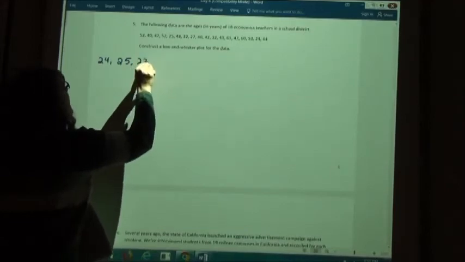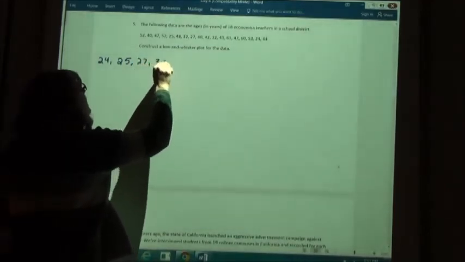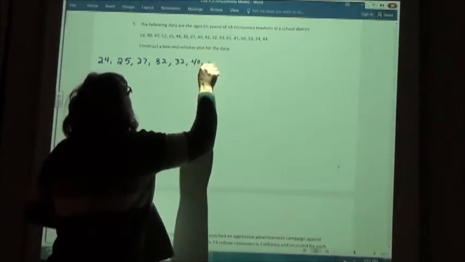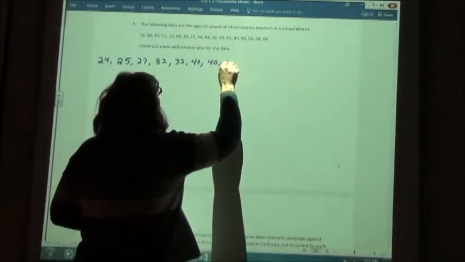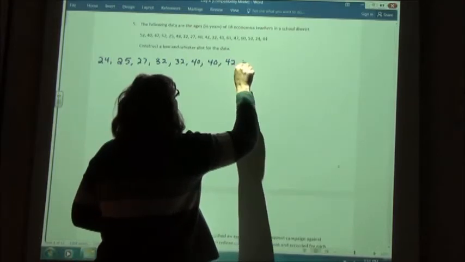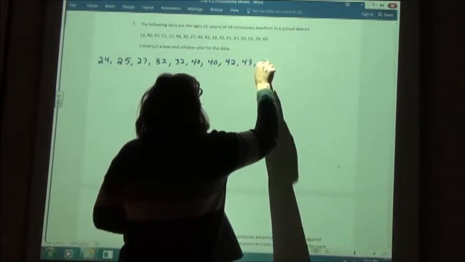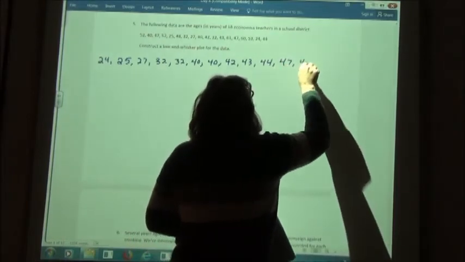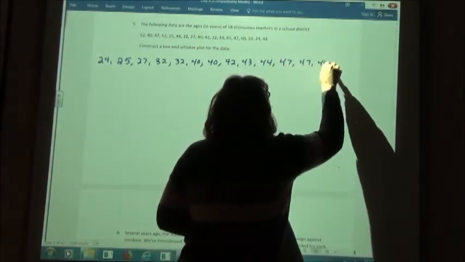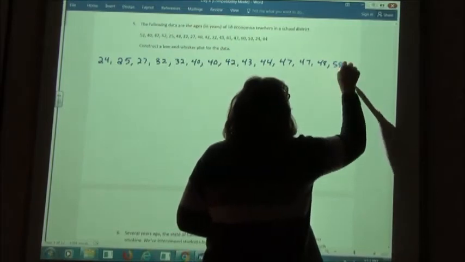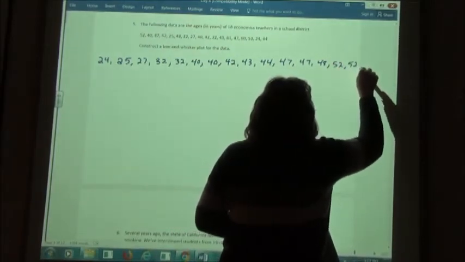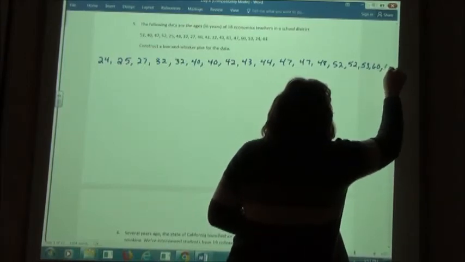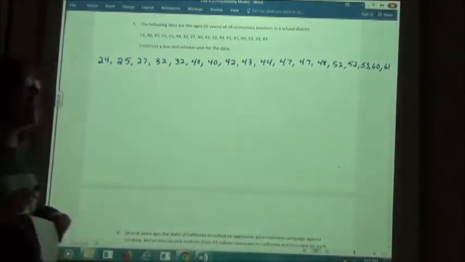27. 32. 32. 40. 40. 42. 43. 44. 47. 47. 48. 52. 52. 53. 60. 61. I got them all smushed in there.